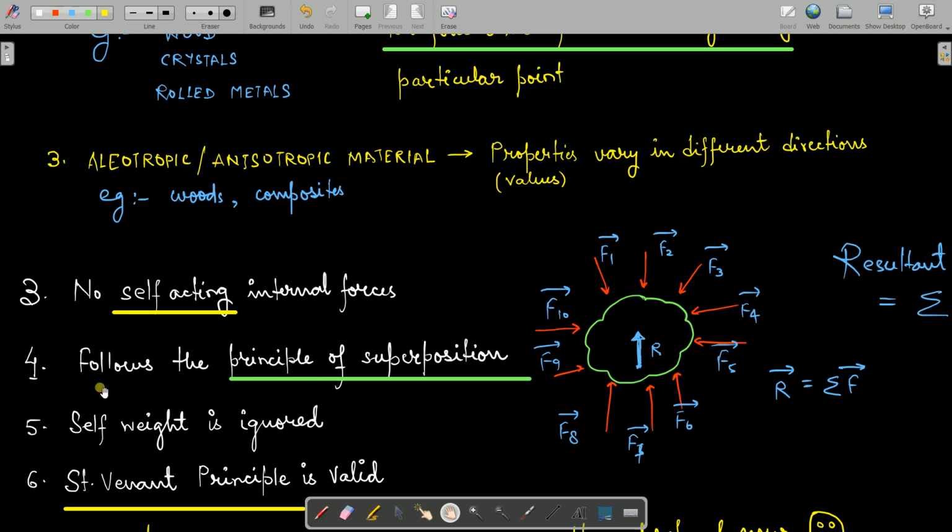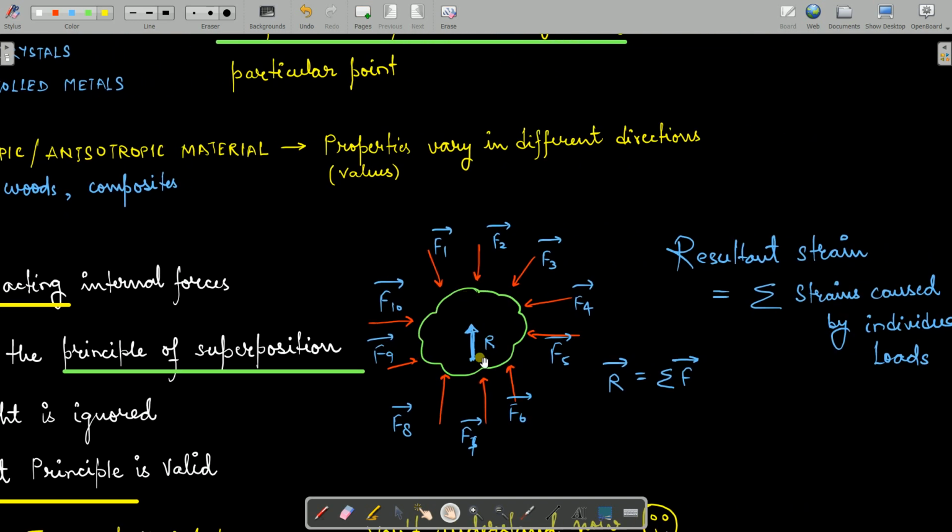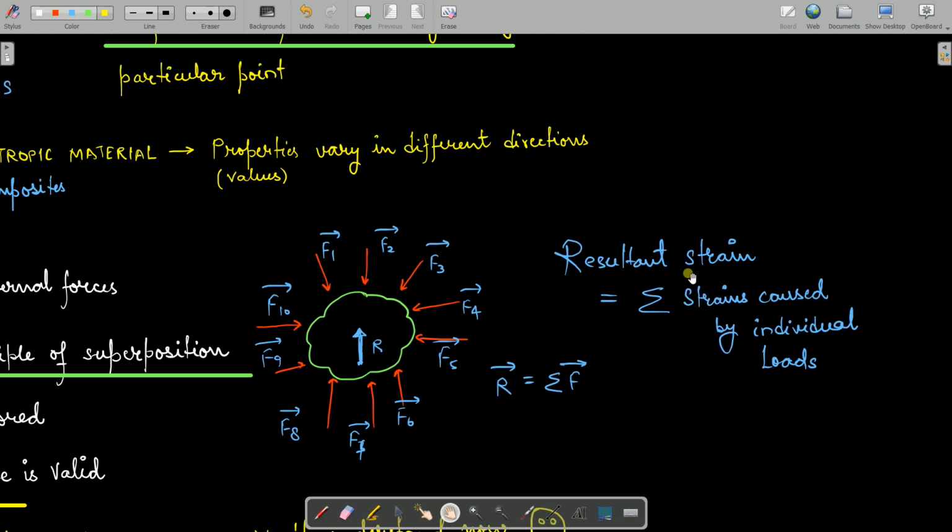Then, in the fourth assumption, strength of materials follows the principle of superposition. What is the principle of superposition? Let's say we have taken a body and there are different loads acting. There are a number of loads acting. Here I have taken 10 loads, 10 forces. The net effect will be the resultant one. You can also say that the resultant strain, that is the net change in the body, will be equal to the algebraic sum of the strains caused by the individual loads.